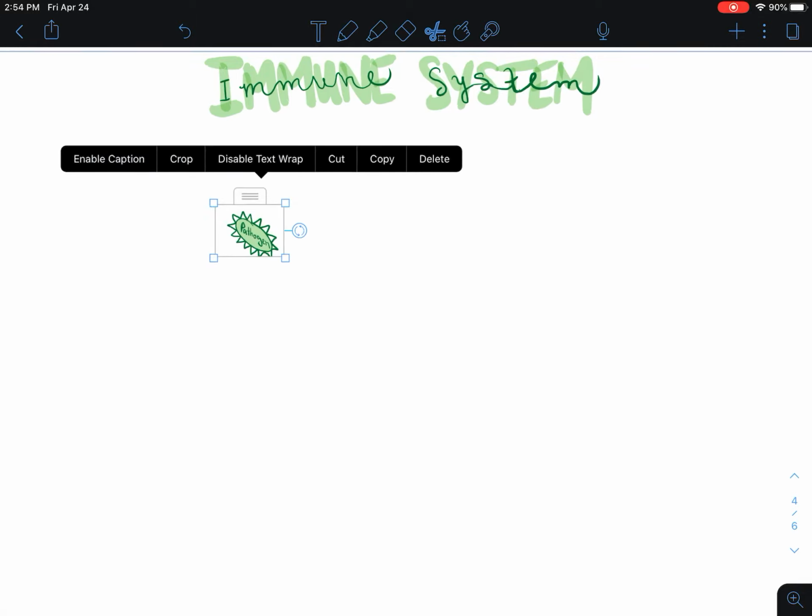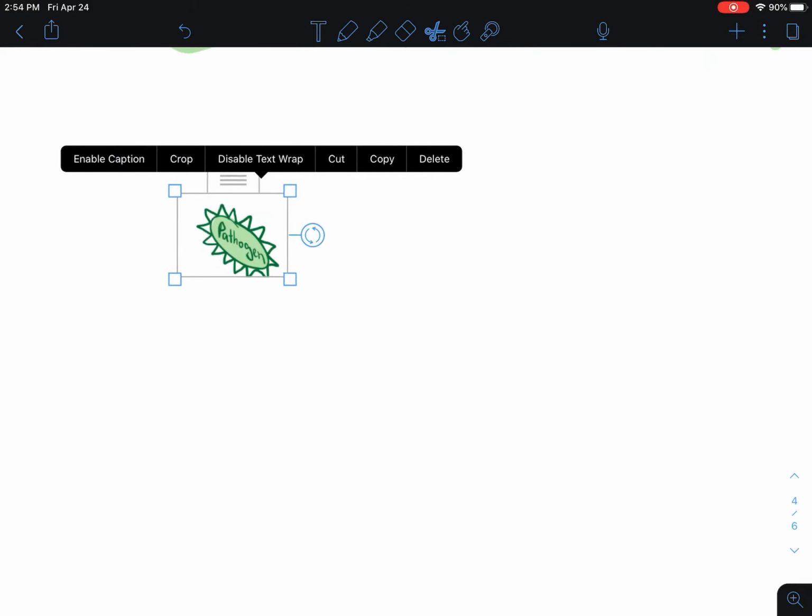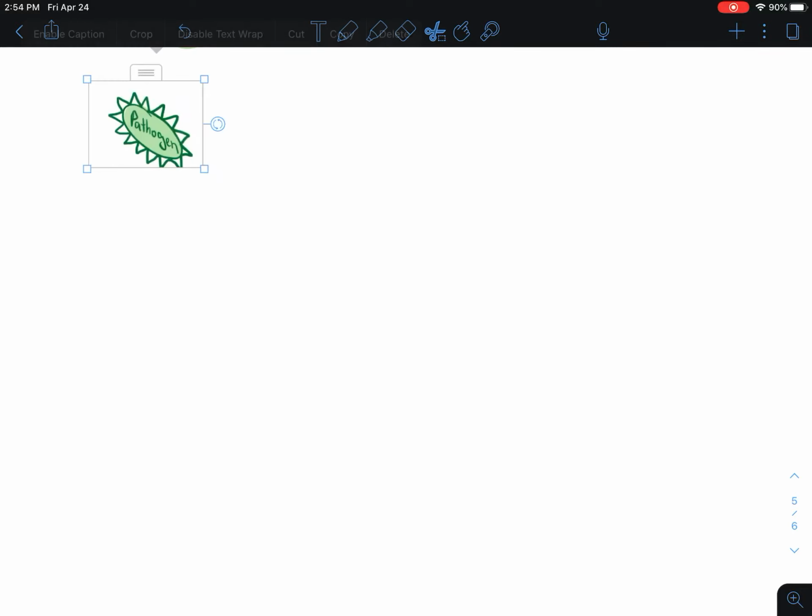So let's start with talking about the pathogens themselves. A pathogen could be a bacteria, virus, fungi, a parasite. It could even be a toxin that's introduced. And all of those things your immune system has to react to differently. So that's part of why these antigens on the surface of your pathogen are so important.